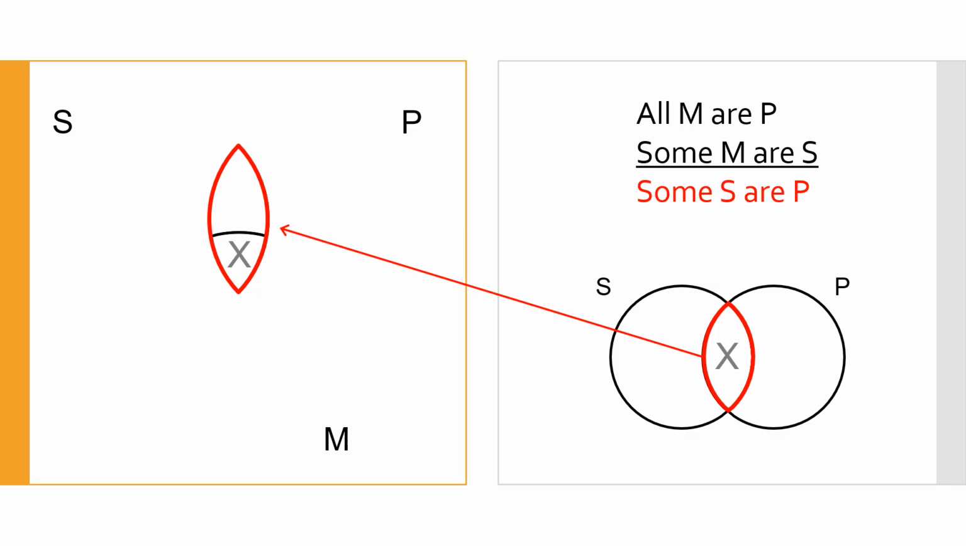So again, don't look at anything else around the argument. All you want to do is compare these two pieces. Whatever shows up in your conclusion has to show up in the section between the S circle and the P circle, or the minor term and major term. And if they match, then it's valid. If they don't match, then it's invalid.